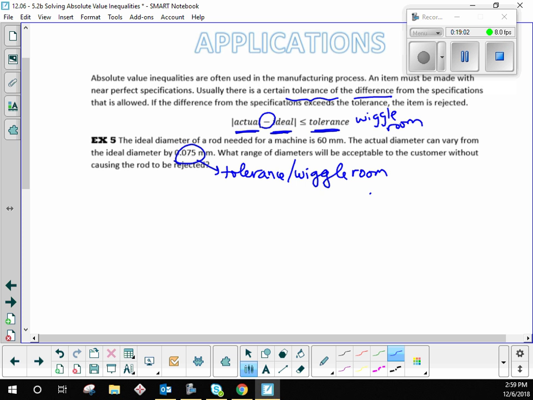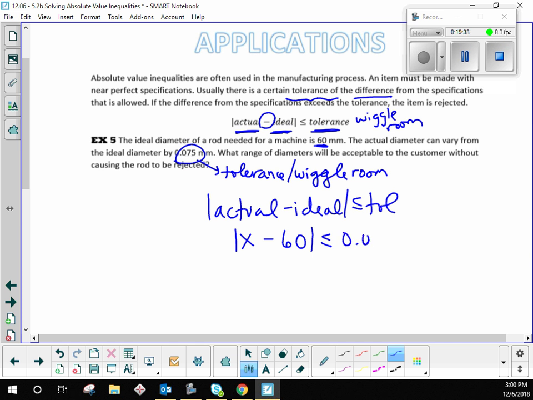So the ideal is 60. That's what we really want it to be, but we don't actually know what we're going to be getting. The actual is what we don't know, so we'll put an X there. So here's our formula. We have actual minus ideal has to be less than or equal to the tolerance. So the actual is the thing we don't know. That changes from time to time. It varies, so we put a variable in there. Minus the ideal measure, which is 60. That would be perfect if it came out to be 60. And then the absolute value of that, whatever that measure is, has to be less than or equal to my wiggle room, which was 0.075.